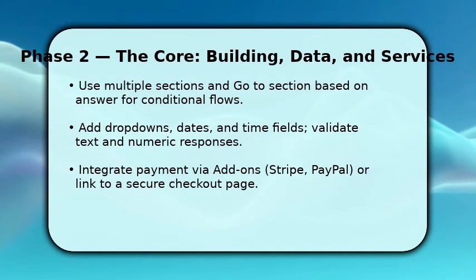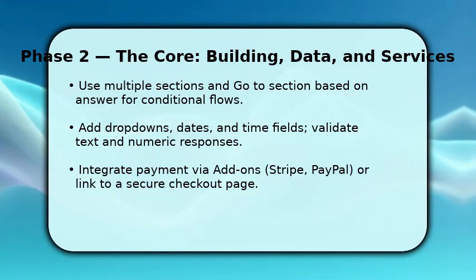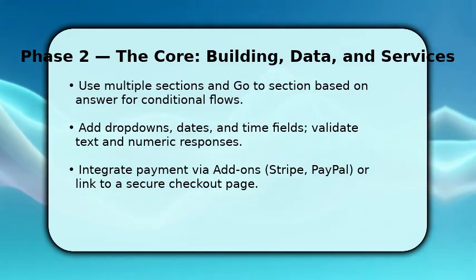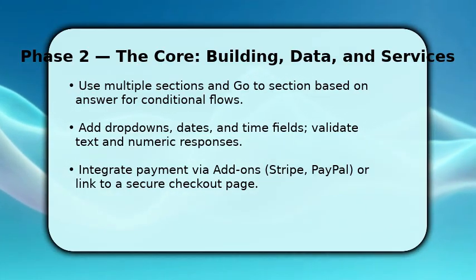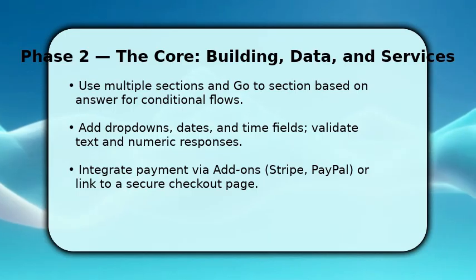Next, build the middle of the flow by tailoring what each registrant sees. Use sections and go to section based on answer to route participants. This reduces confusion and keeps the form short for each person. Validate fields. Set response validation for phone numbers, numeric limits, or email patterns so entries are usable.